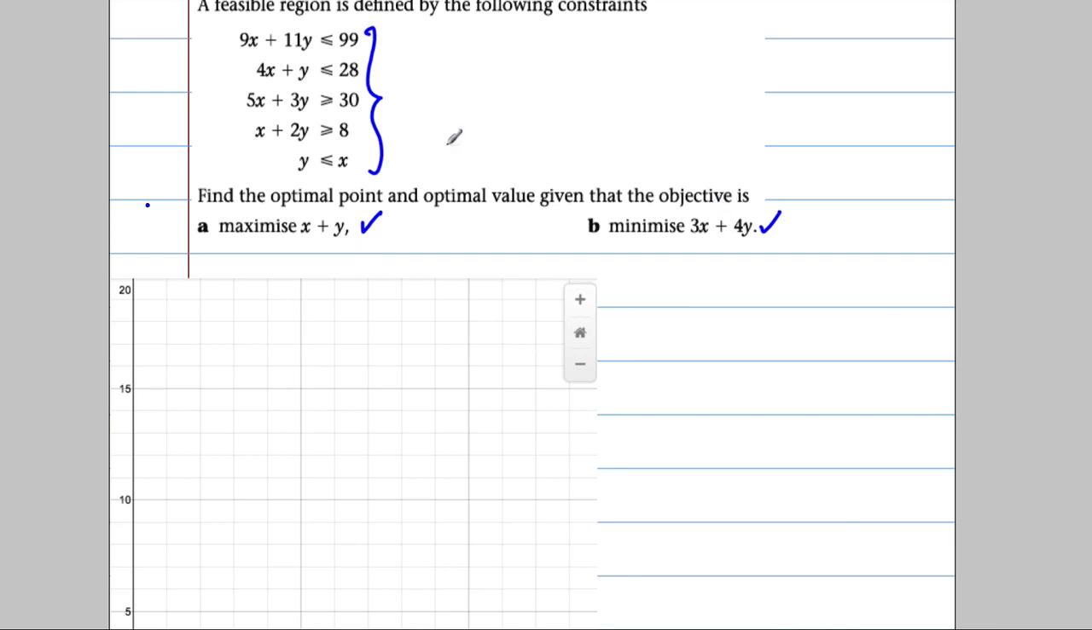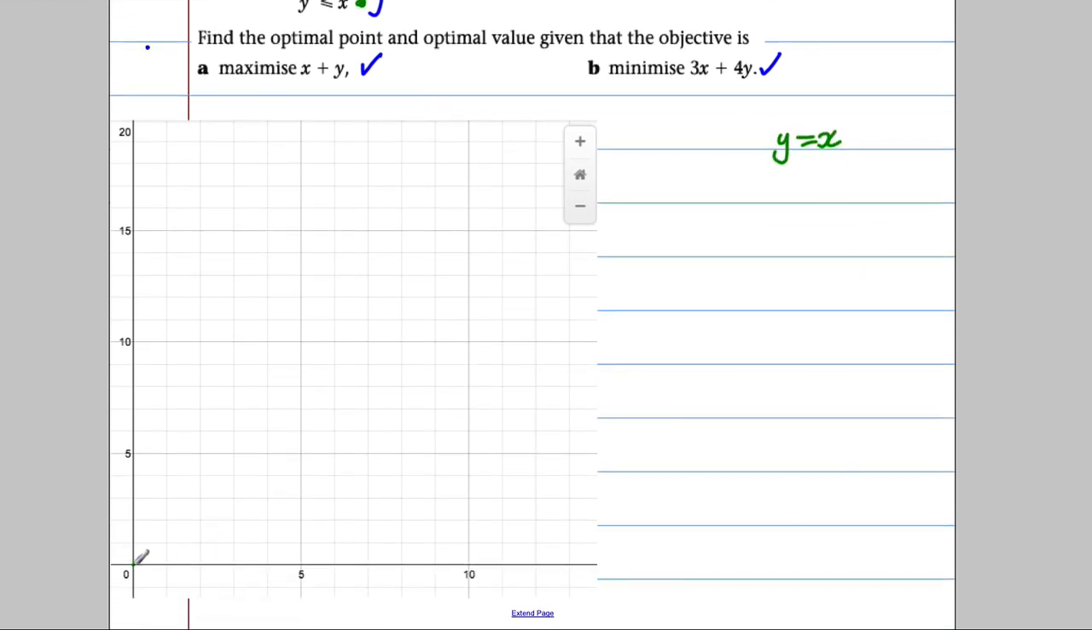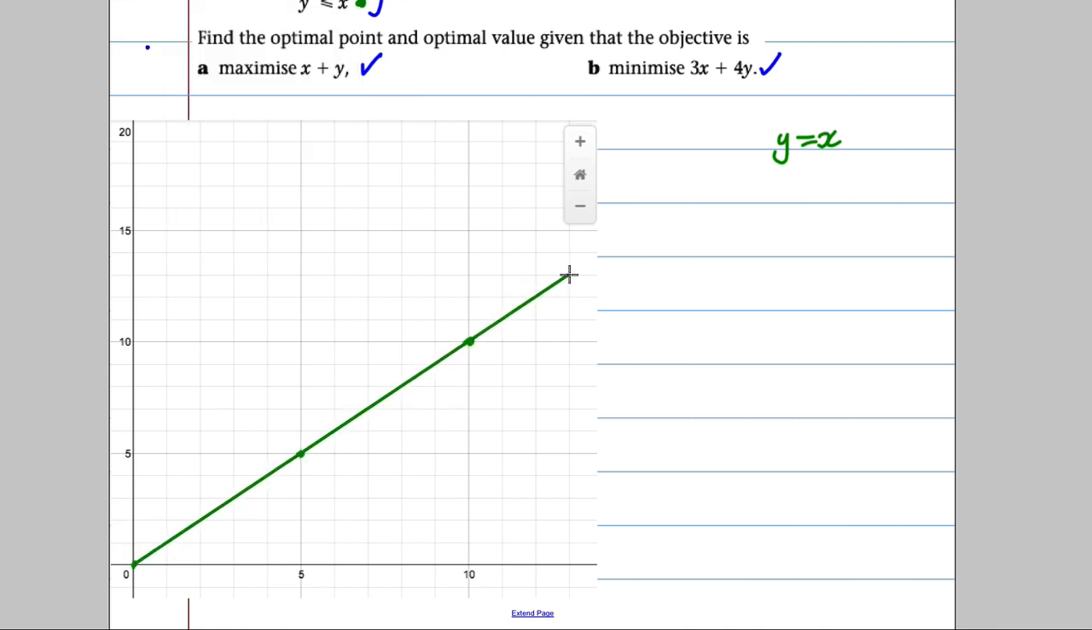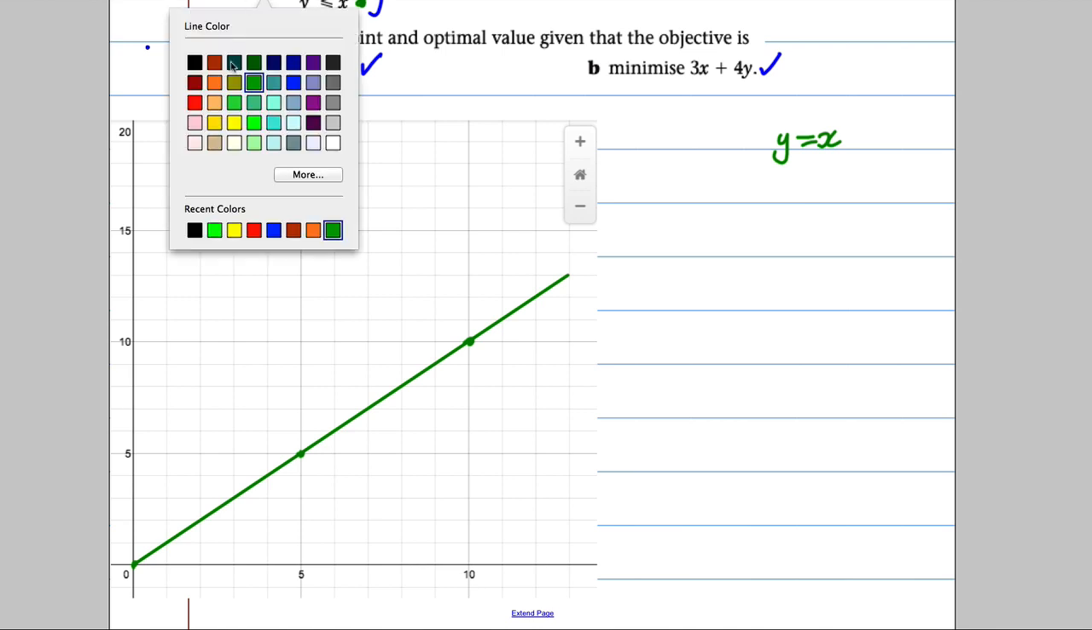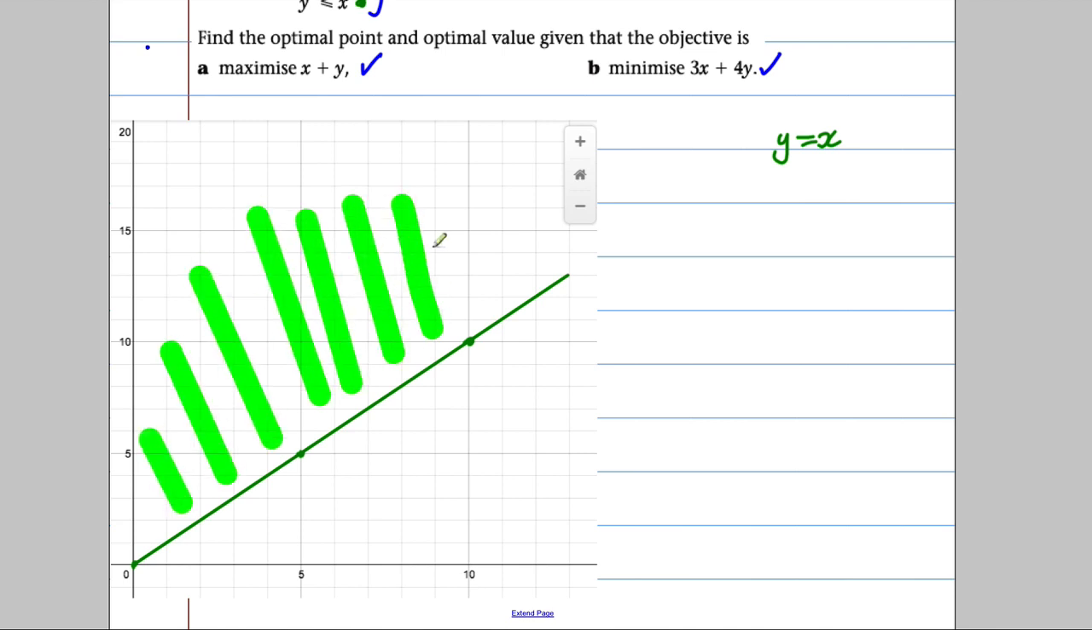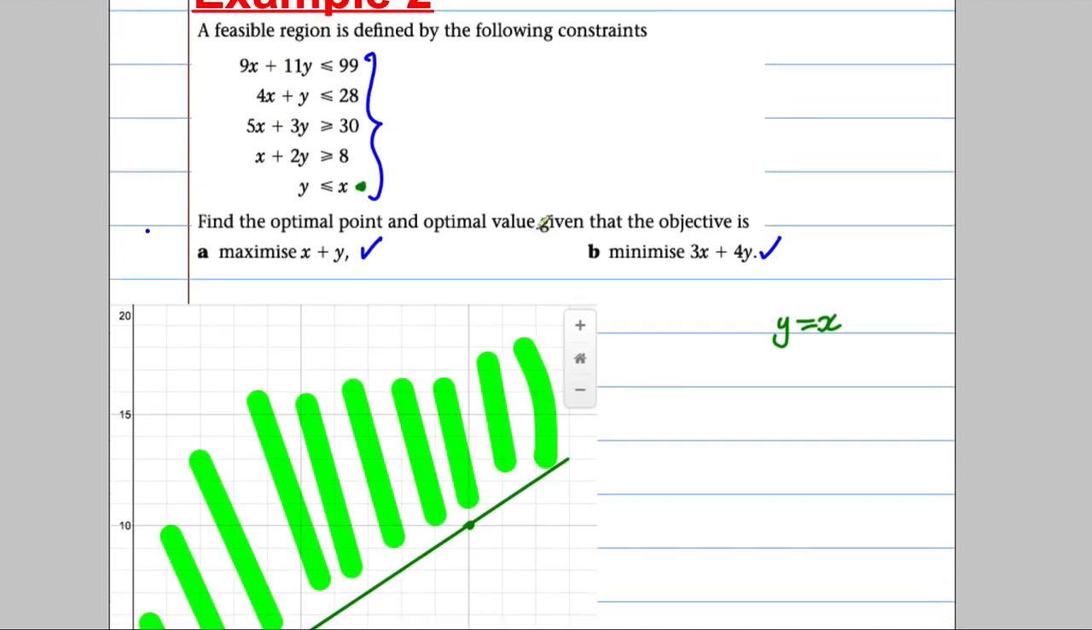Let's start off with the easy one. Let's draw y equals x, this one here. Okay, that's easy to draw. That goes through 0, 0, 5, 5, 10, 10, etc. So get a ruler and you just draw that there. We want below the line, so we shade everything above the line, and we want a full line, not a dotted line. Okay, done for the first bit.